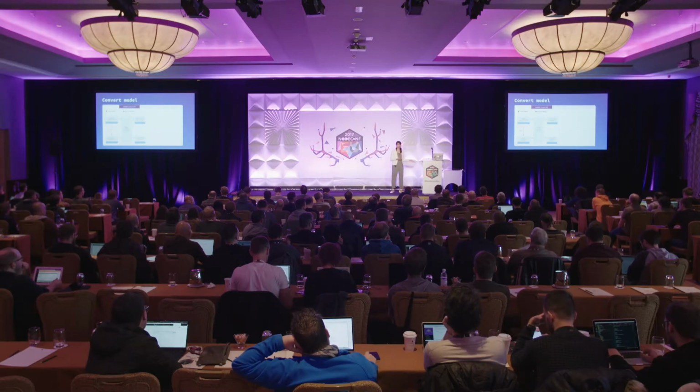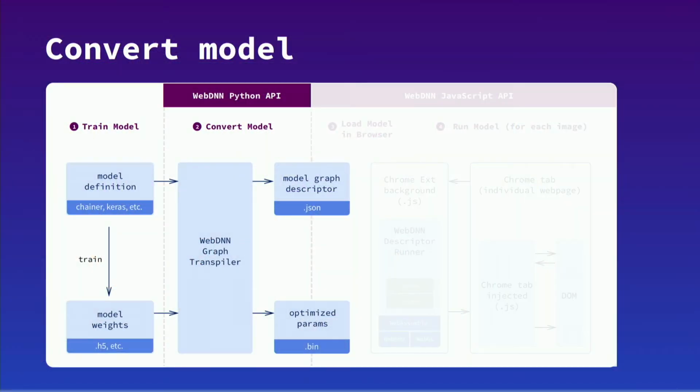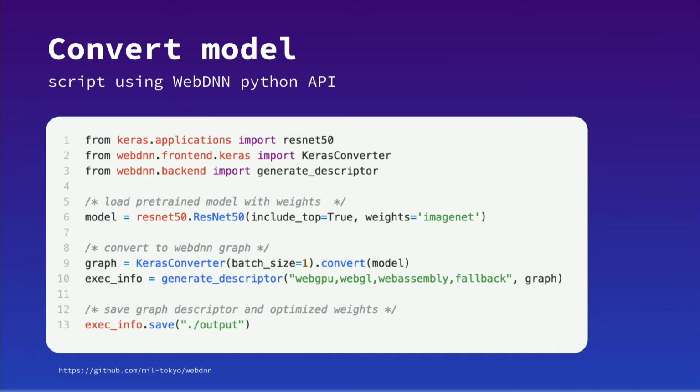So, okay. The first step is to take a model that's defined in Python. This can use any of the Python frameworks for neural networks, for example, Chainer, Keras, etc. So you take the model, take the weights. The weights are what are available after the model has been trained. So take the model and the weights, pass them through this graph transpiler, and output a JSON file which has the graph as a format that can be loaded into the browser. And this uses the graph transpiler Python API.